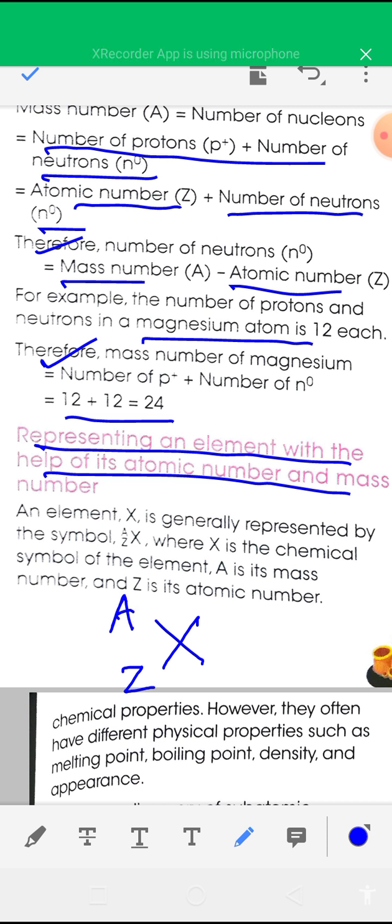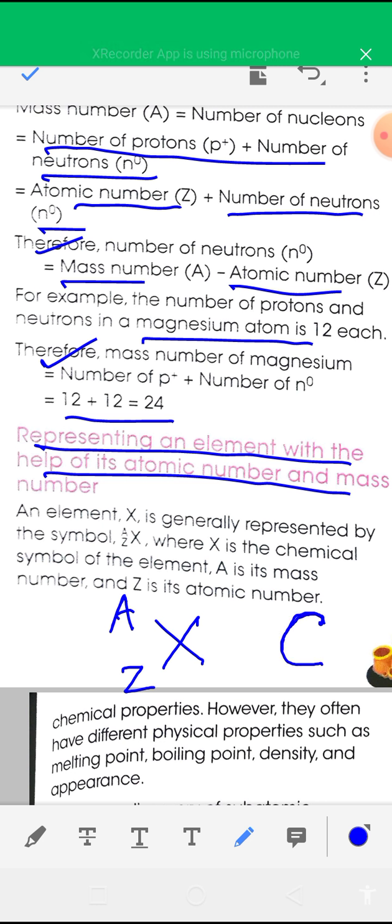Okay, for example, in a carbon atom there are a total of 6 protons present in the nucleus, and 6 neutrons are also present in the nucleus. So the mass number of carbon is 6 plus 6, that is 12, and its atomic number is 6 because 6 protons are there, and the symbol of carbon atom is C.